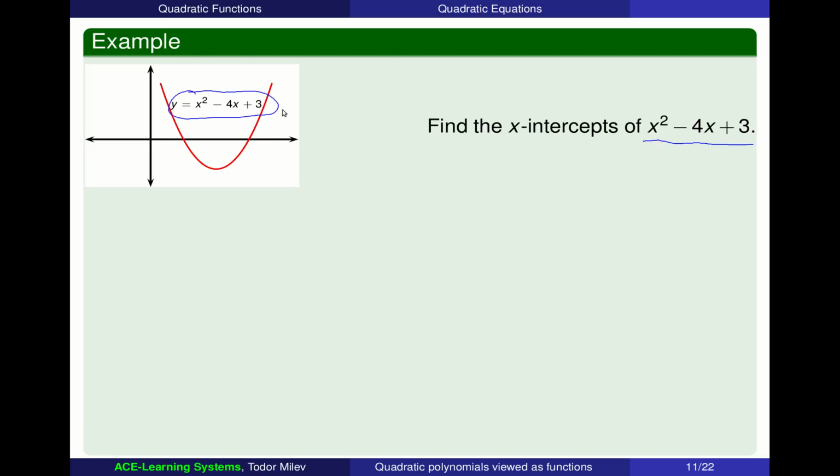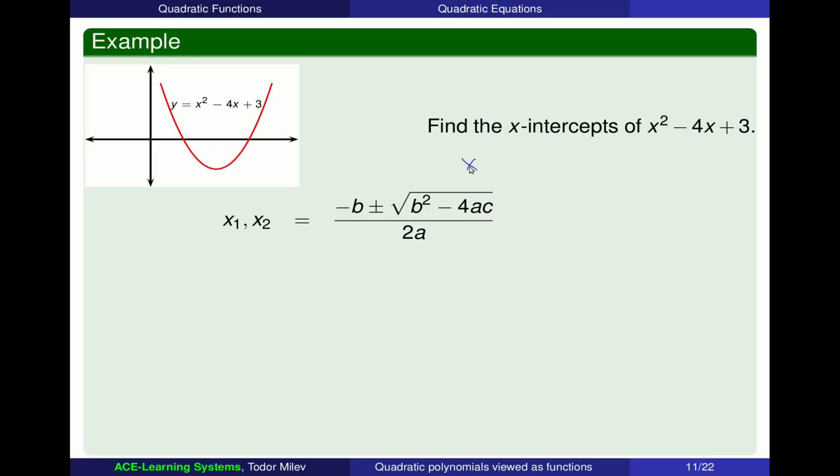We can plot that parabola. That's already done for us. We could plot it with our graphing device. Here's the plot. And we're asked to find the x-intercepts. So what are x-intercepts? Well, the positions where the graph of our function intersects the x-axis. So just a reminder, the x-intercepts, the places where the graph of our function intersects the x-axis, are precisely the solutions of the equation x squared minus 4x plus 3 equal to 0.